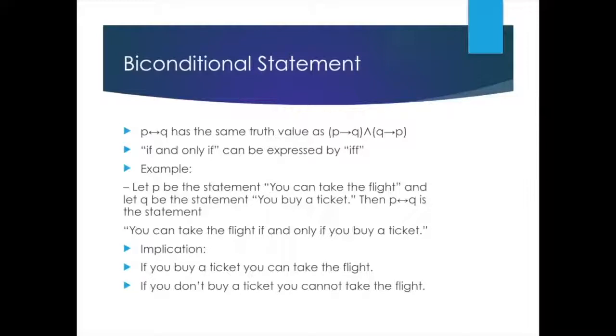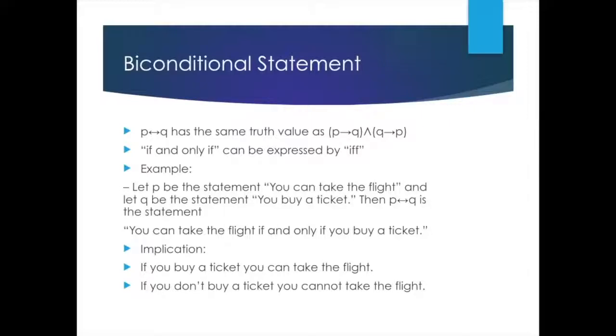Now, more examples. Sometimes P implies Q has the same truth value as P implies Q and Q implies P combined together, and if you do the truth table for all of them, you will find that this statement is true. Sometimes we call it if and only if, and it can be expressed in many mathematical theory or textbooks as IFF. For example, let P be the statement you can take the flight, and let Q be the statement you buy a ticket, then P if and only if Q. Here what we are saying is that you can take the flight if and only if you buy a ticket, or you buy a ticket if and only if you take the flight.